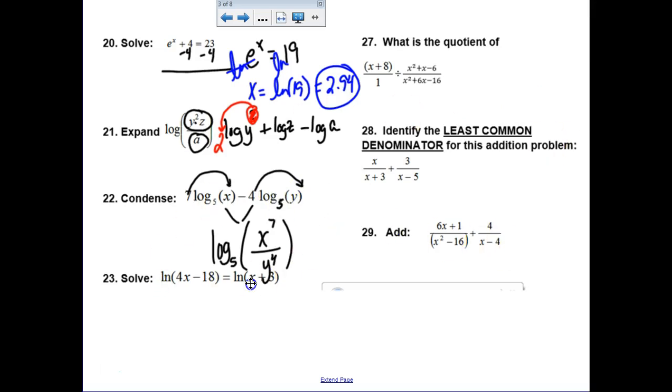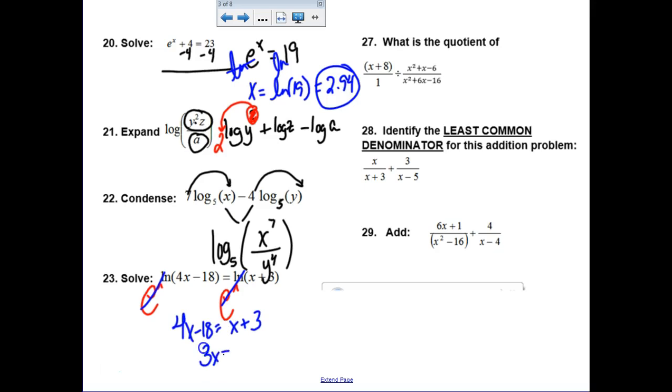Logarithms. In order to undo a logarithm function, you need to exponentiate. So the base of a natural log is our number e. So if I raise each side of the equation with an e, this is kind of beautiful because they both end up canceling. So all you have to do is solve 4x minus 18 equals x plus 3.